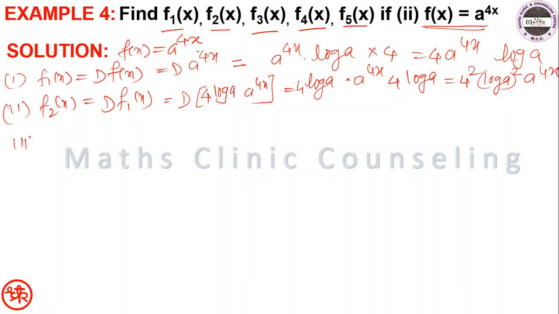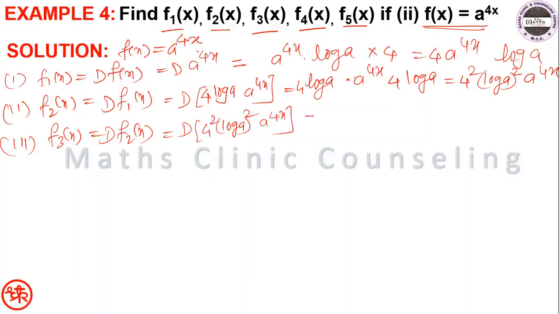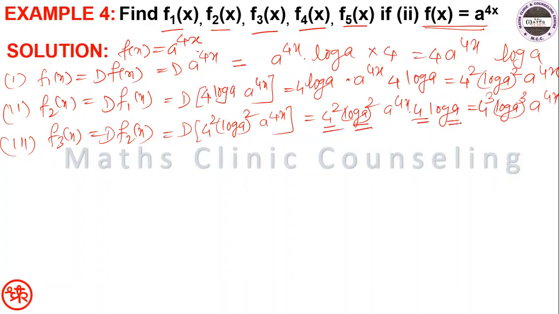Is that clear? Third, f3 of x is equal to d of f2 of x, and that is d of 4 square log a whole square a to the power 4x, and so it is 4 square log a whole square into a to the power 4x into 4 into log a, and that is equal to 4 cube log a whole cube into a to the power 4x.